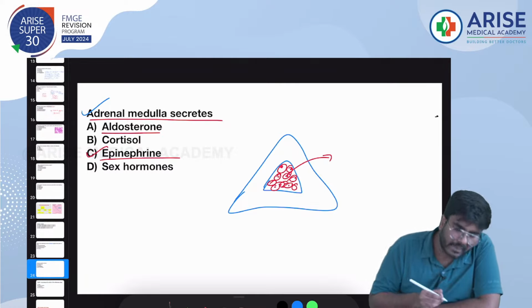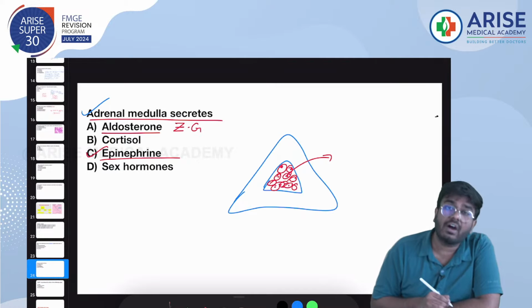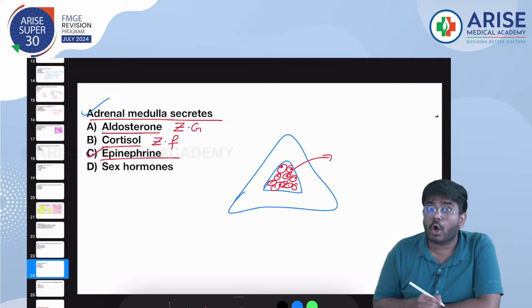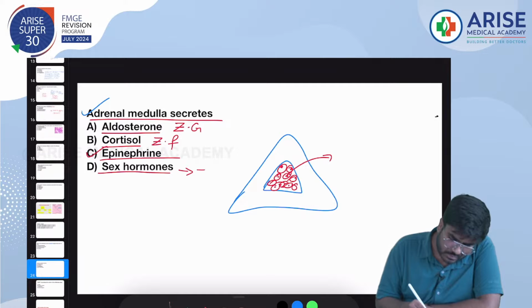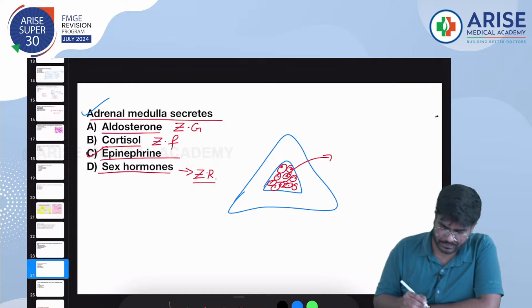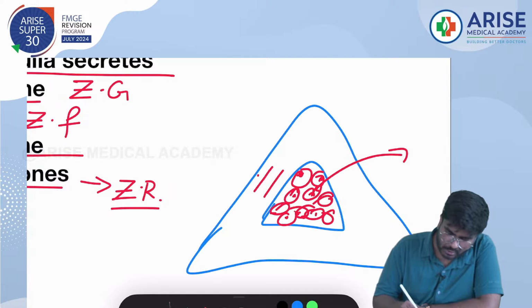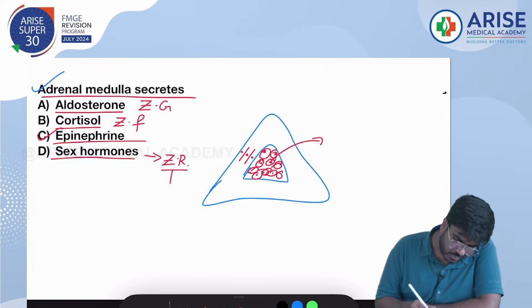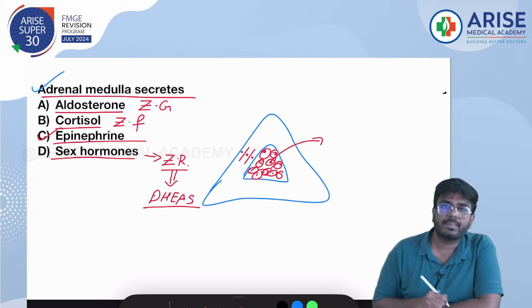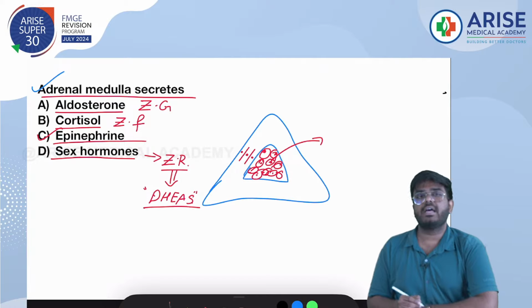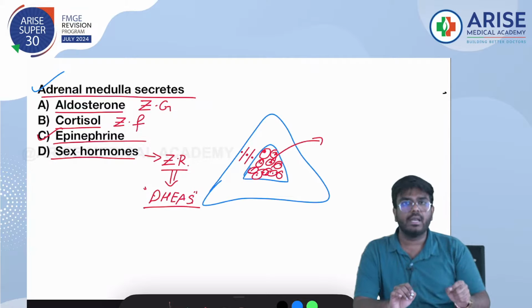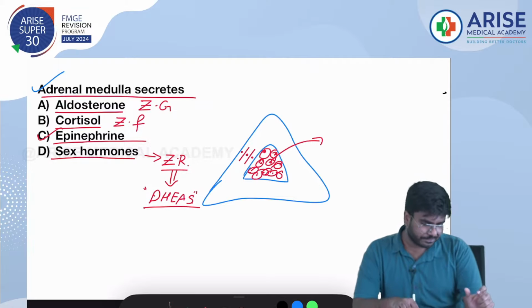Okay. Aldosterone is coming from the zona glomerulosa of the adrenal cortex. Cortisol is coming from the zona fasciculata of the adrenal cortex. Sex hormones are coming from the zona reticularis of the adrenal cortex. You know, the adrenal cortex has 3 zones: zona glomerulosa, zona fasciculata, zona reticularis. Okay, so sex hormones. Which sex hormones are coming from the zona reticularis? That is dihydroepiandrosterone sulfate. Okay, very important thing which was asked in the FMGE exam. DHEAS is exclusively produced from the adrenal gland, adrenal cortex, zona reticularis.